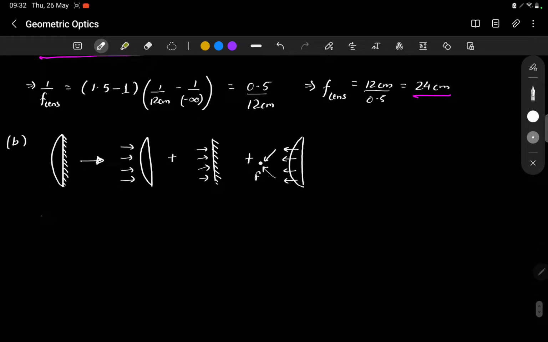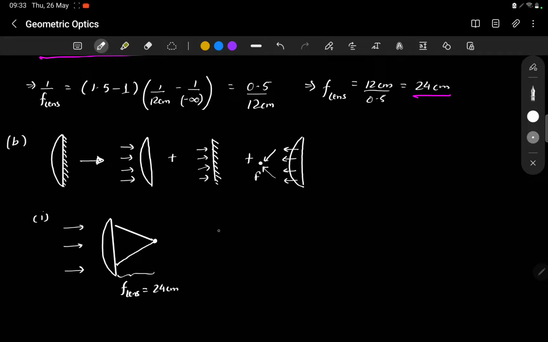So for the first part, let us look at it. For the first part, we have parallel rays coming in, and by definition parallel rays converge to the focal point. So parallel rays converge to a point which is at the focal length of the lens, which is nothing but 24 centimeters, as we saw in part A.